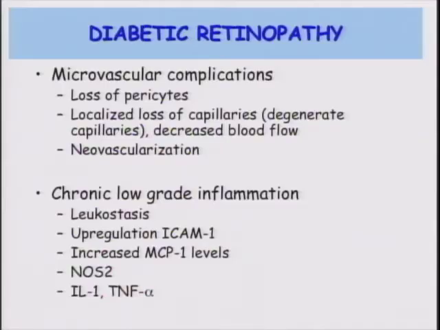NOS2 has been shown also to be critical for driving diabetic retinopathy, both in humans as well as in rats with this disease. The levels of NOS2 are increased, and NOS2 deficient mice that are made diabetic have diminished histopathological changes of diabetic retinopathy. And finally, pro-inflammatory cytokines such as IL-1 and TNF-alpha have been linked to diabetic retinopathy. While there are major advances in the understanding of the pathogenesis of this disease, it is still not very well understood how these pro-inflammatory responses are regulated.